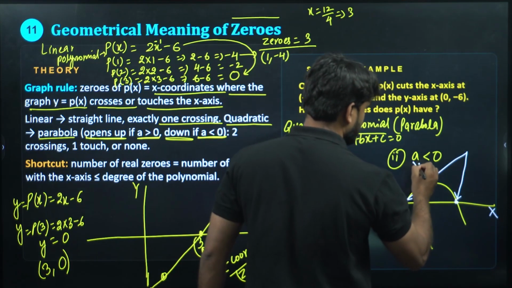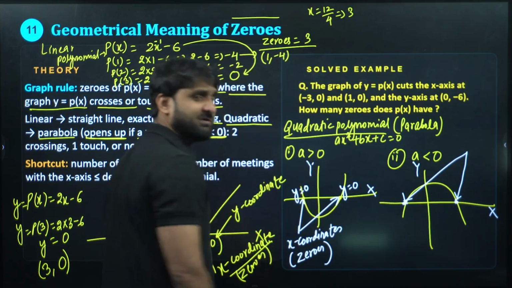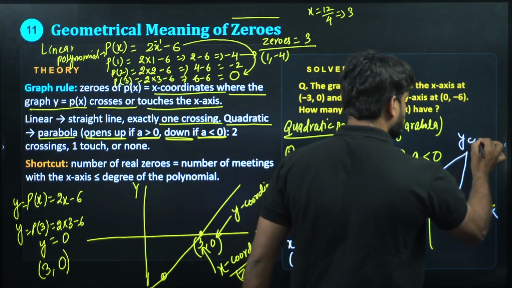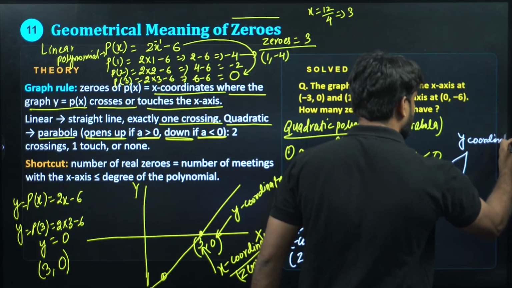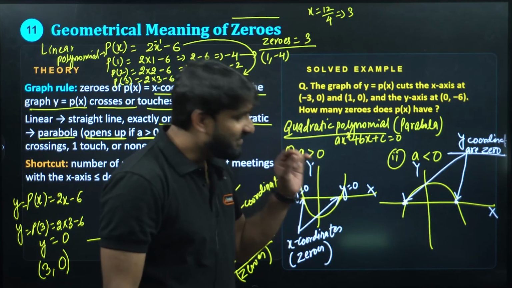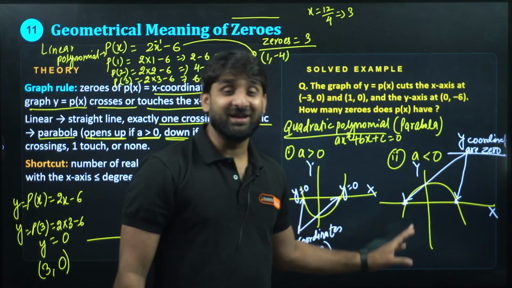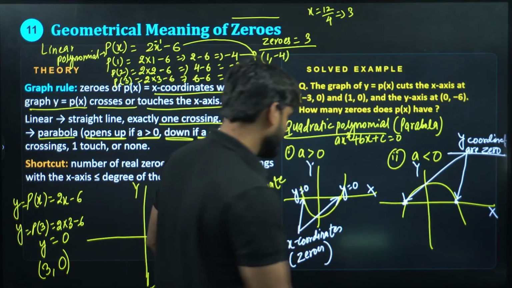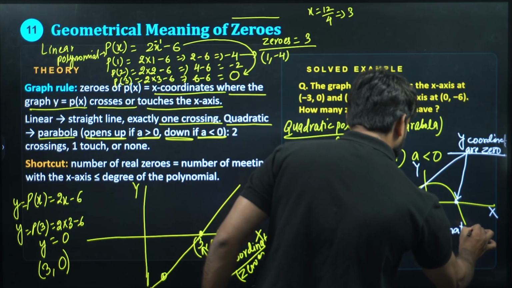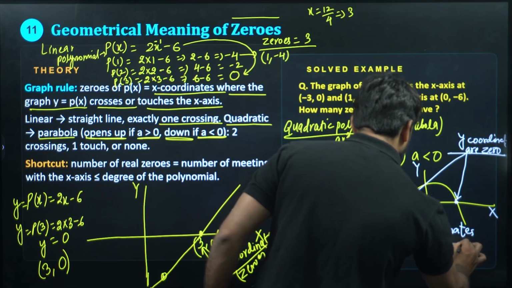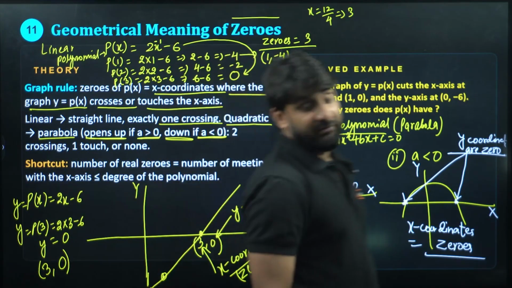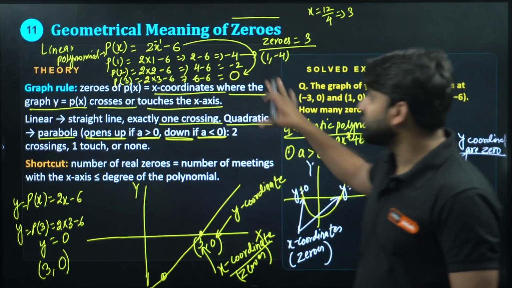Both these 2 points are lying on the x-axis. This is the x-axis, this is the y-axis. So these 2 points are lying on the x-axis, so the y coordinates will be 0 here. And if the y coordinates are 0, it implies that the x values of these 2 points will be your zeros. The x coordinates of these 2 points will be zeros. I hope this is clear to you all. Clear, everyone? So this is all about the geometrical meaning of zero.